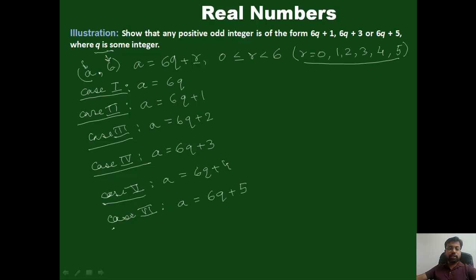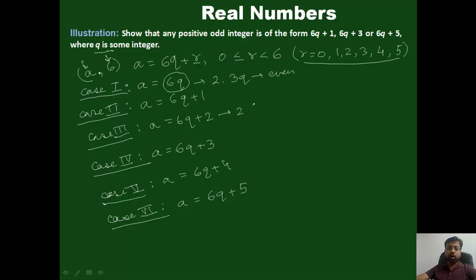So these are the 6 possibilities for the number a, right? For each of the values of r we have written. So r can be any of these, so a will be any of these. So we have taken all options into consideration. Now what is 6q? 6q is essentially 2 into 3q, right? 2 into 3 is 6, which makes it an even number.